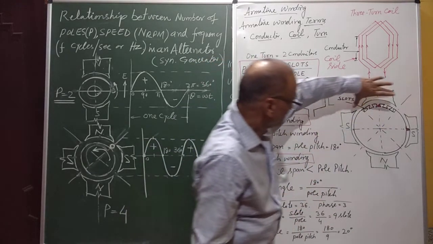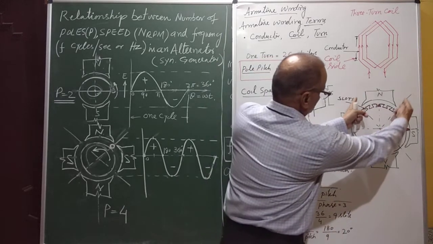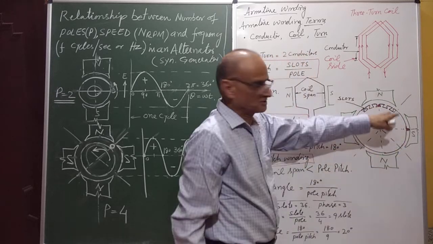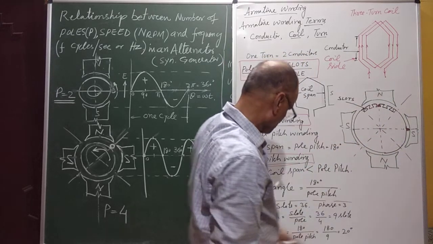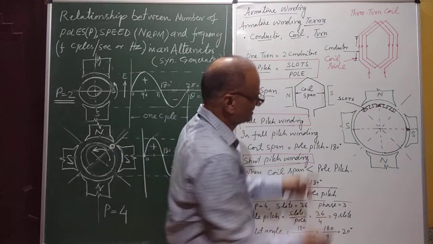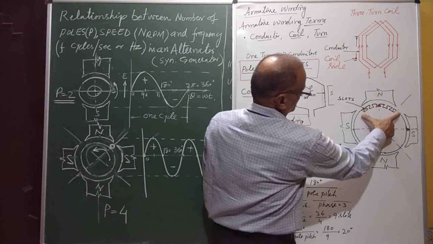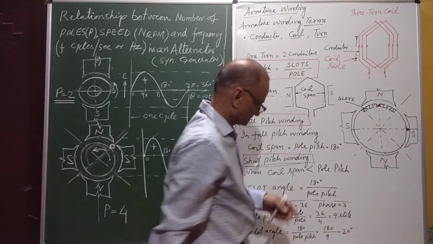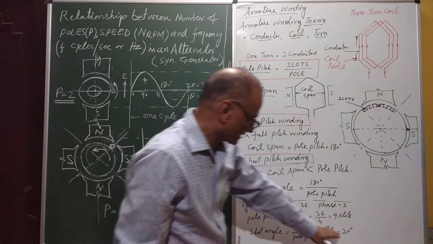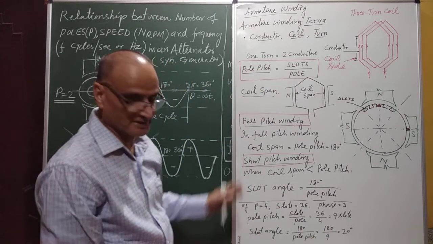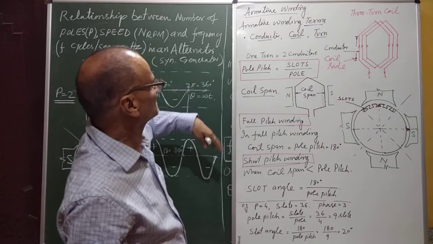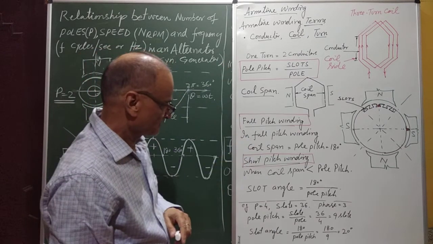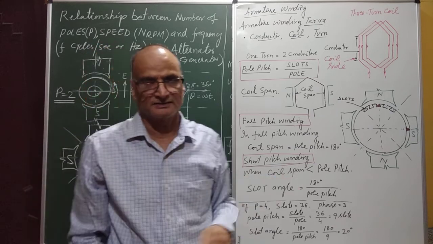That means each slot angle is 20 degree. And this is the pole pitch. The space occupied by 1 pole in terms of slots is called slots per pole. So pole pitch is 9 slots. That means this pole is occupying 9 slots. This is 9 slots, 9 slots, 9 slots, 9 slots, total 36 slots. So this is called slot angle. So we have discussed the basic terms used in the armature winding. Next we will discuss the EMF induced in the alternator in the next lecture.